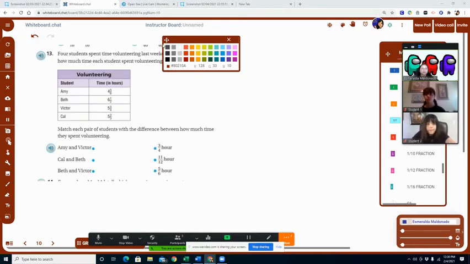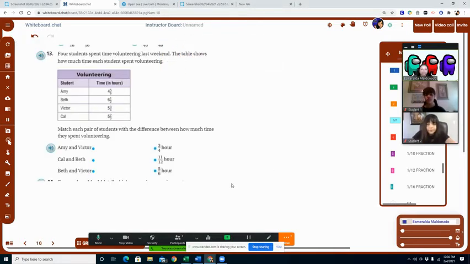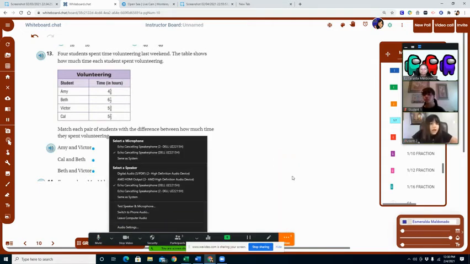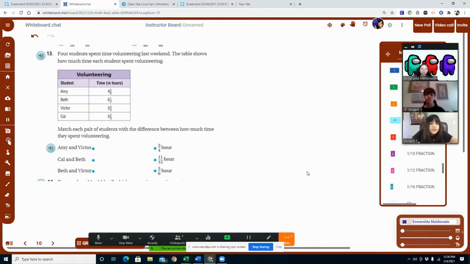All right, so here we have number 13. Go ahead and read it for me. 4 students spent time volunteering last week. The table shows how much time each student spent volunteering. Match each pair of students with the difference between how much time they spent volunteering.